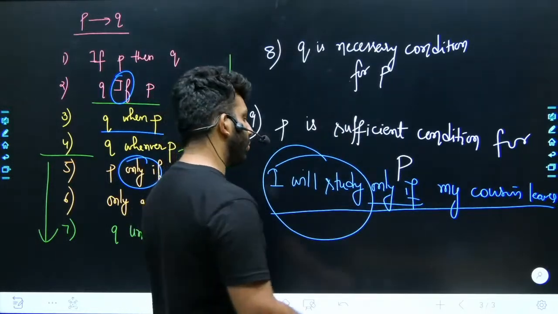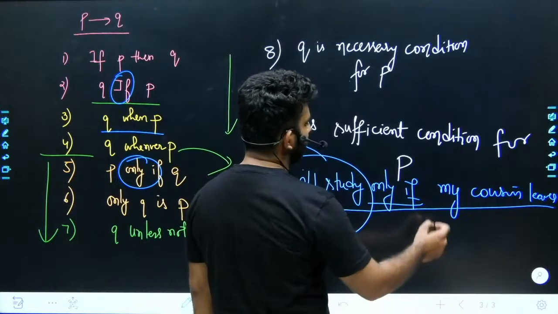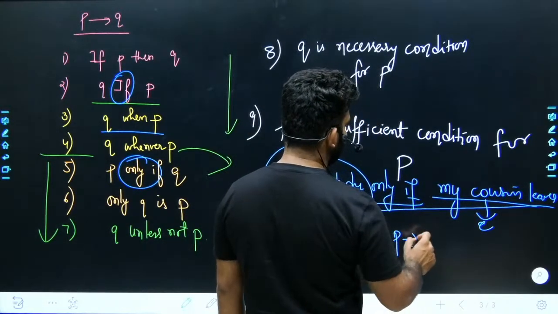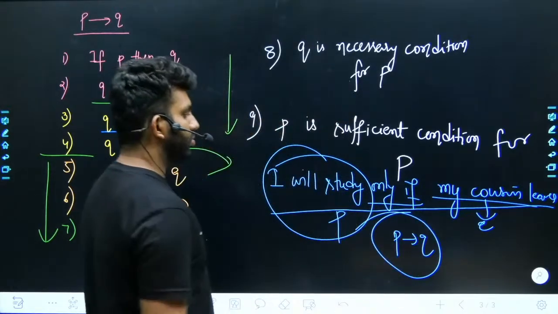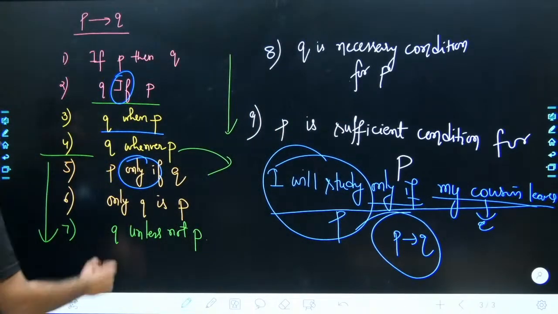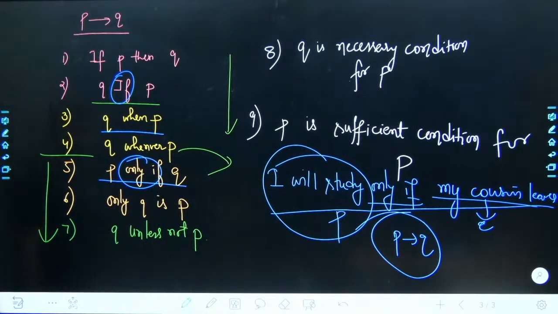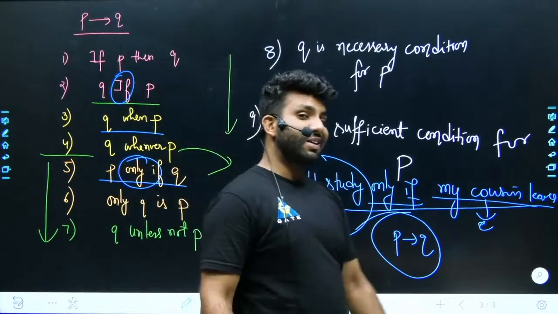So over here also, if this is represented by P and this by Q, then it means P implies Q. Okay, so you need to understand this. I have just written in the same order, P only if Q. This was important. So let's understand the next one.